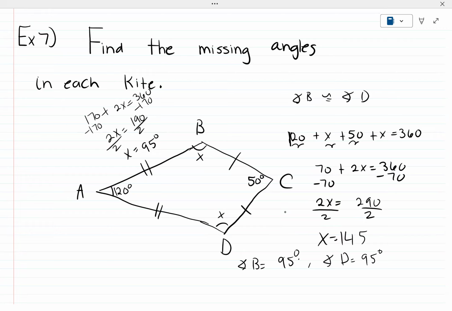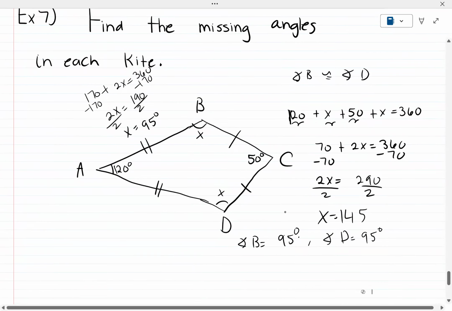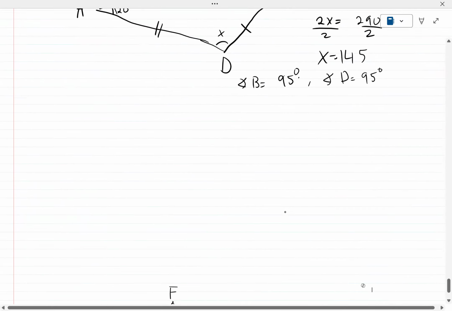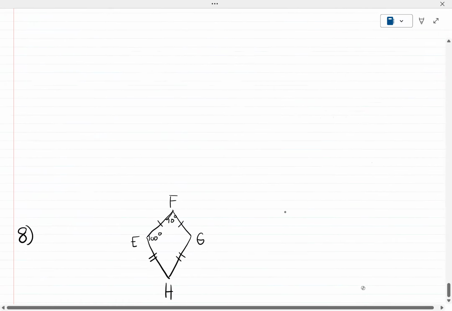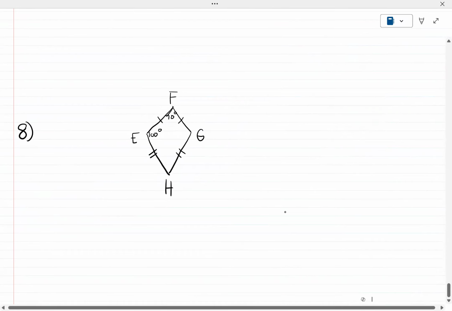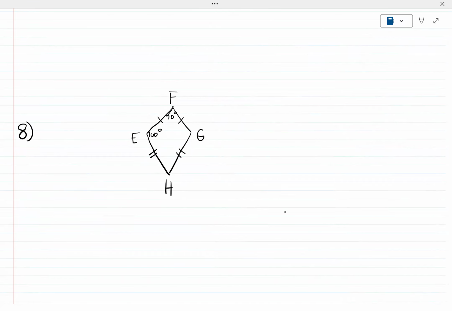Okay, let's do one last example of this. Example 8. So here we have this kite, and we've got to find the missing angles. We have two angles that are given: angle E is 100 and angle F is 70. We need to find out what angle G is and what angle H is.